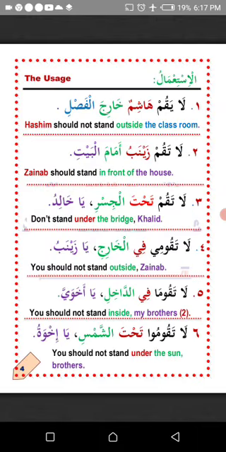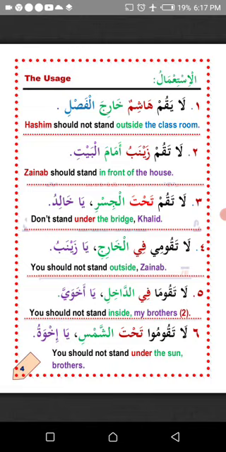Al-istimal, now the usage. Wahid, number 1. لا يقم هاشم خارج الفصل. Hashim should not stand. خارج الفصل, outside the classroom.